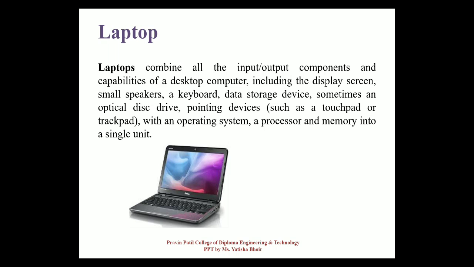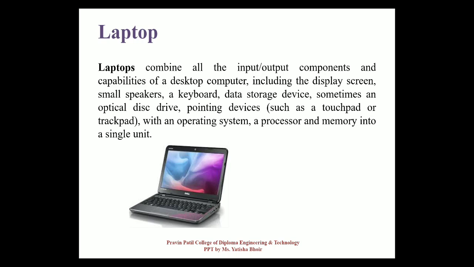Now the next is laptop. So what are laptops? Laptops combine all the input and output components and capabilities of a desktop computer, including the display screen, small speakers, a keyboard, data storage device, sometimes an optical disk drive, pointing devices such as touchpad or trackpad, with an operating system, a processor, and memory into a single unit. So we all saw a laptop, right? So a laptop combines all the input output components like a desktop computer. Means a desktop computer has all the parts separately, right? But a laptop combines all the parts together.